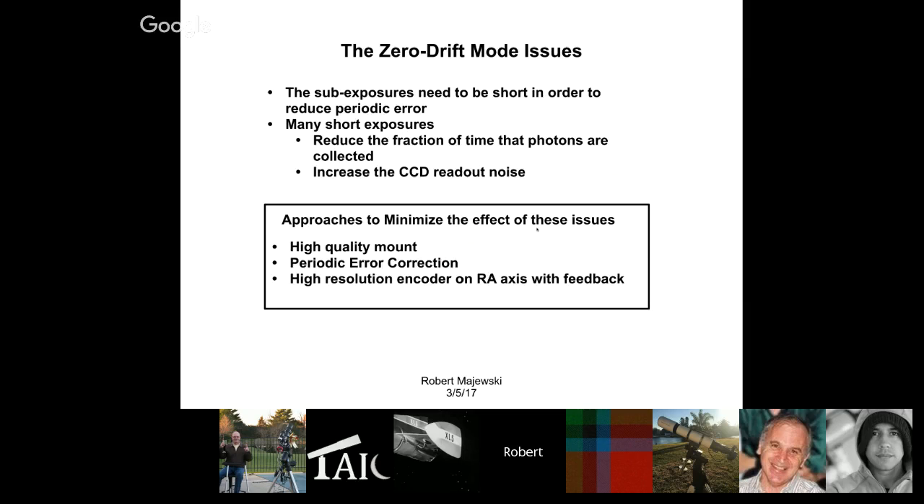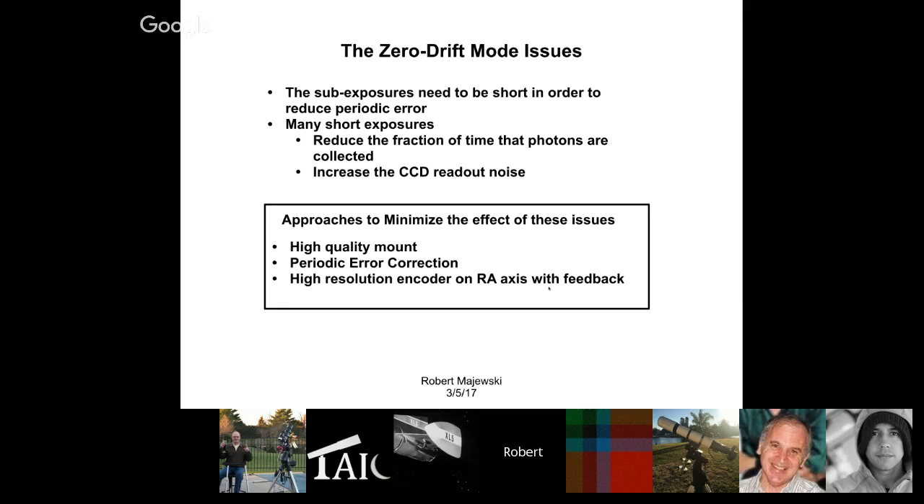So the approaches to avoid that are getting a good mount, using periodic error correction, or using a high resolution encoder on the right ascension axis with feedback to try to kill the periodic error. And that's kind of the latest thing that I'm doing. I've got something called the Telescope Drive Master that does this, but for the long-term drift, this by itself isn't going to get you to 3 hours, it's just going to fix your periodic error. So you still need the image autoguiding to keep eliminating the drift in the system.